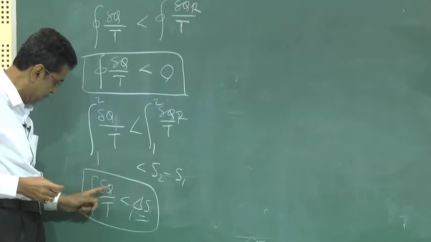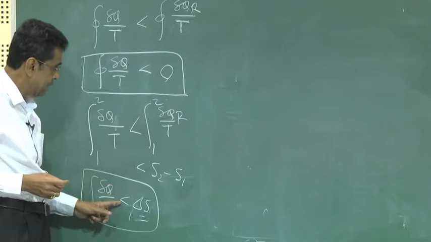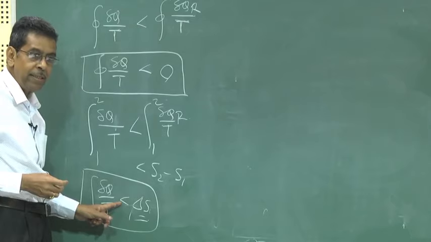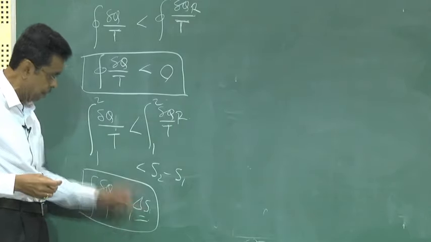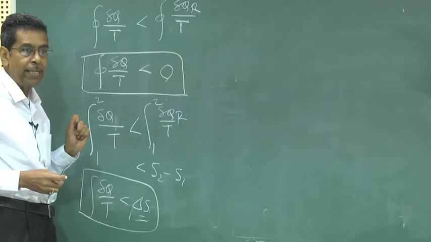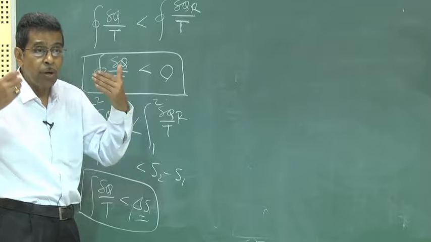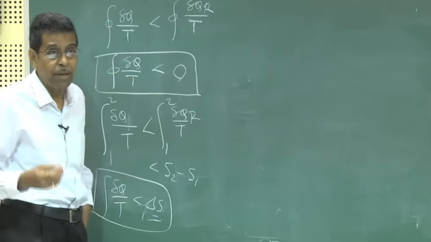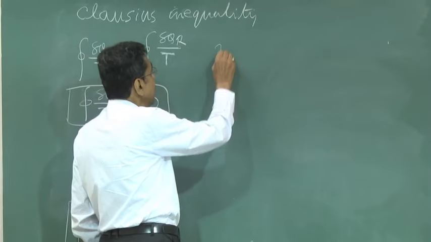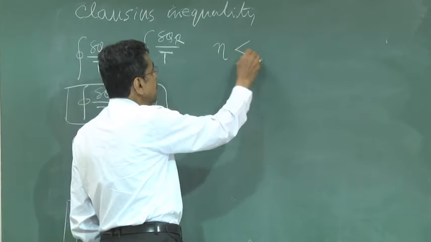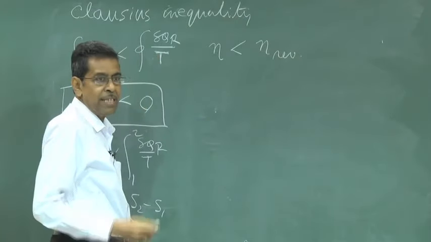Similarly, the integral of del q by T over a given process is less than its counterpart, that means the integral of del q reversible by T over that process, which is nothing but the change of entropy, delta S. So this gives you the Clausius statement. The proof is very simple: the efficiency of an irreversible engine is less than that of a reversible engine. That's simple like that.